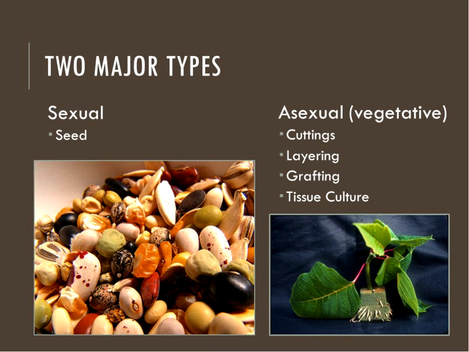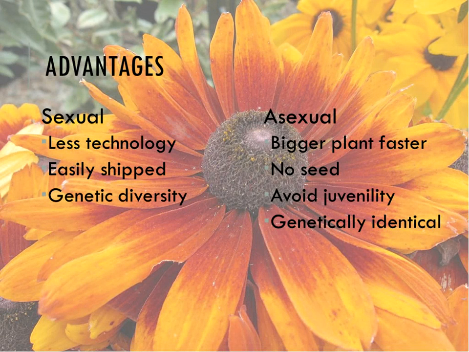All right, there are two major types of propagation, sexual and asexual. You probably often hear asexual propagation referred to as vegetative propagation. They're the same thing. For sexual propagation, there's only one method, and that's seed, of course. For asexual, we have several methods: cuttings, layering, grafting, and tissue culture. I'm not going to talk about tissue culture this morning just for the sake of time, but we will talk about all of the other ones.